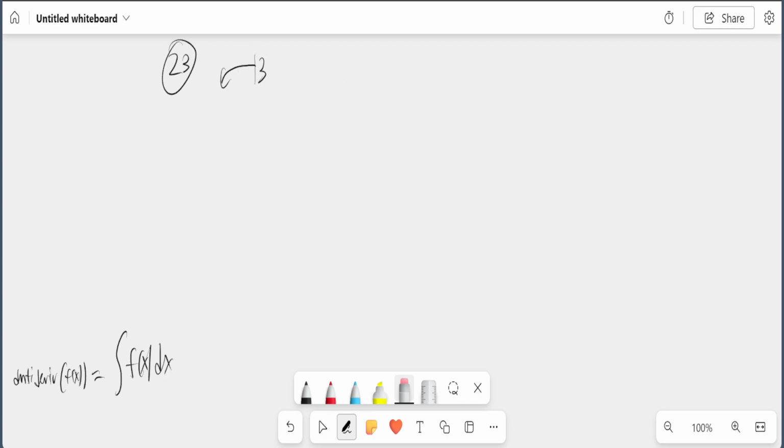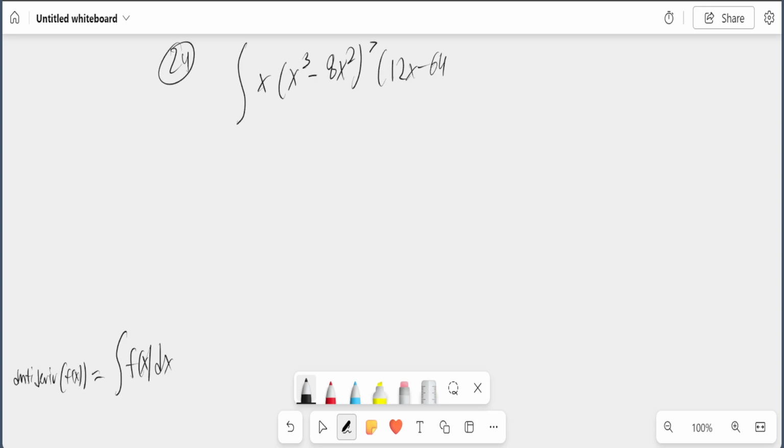Okay, and then the other one was number 24. Okay, all right. So 24. The integral of x times x cubed minus 8x squared to the 7th times 12x minus 64 dx. What I would do is let u be the inside function, so x cubed minus 8x squared. If we say that's u, what's du? Du would equal 3x squared minus 16x dx.